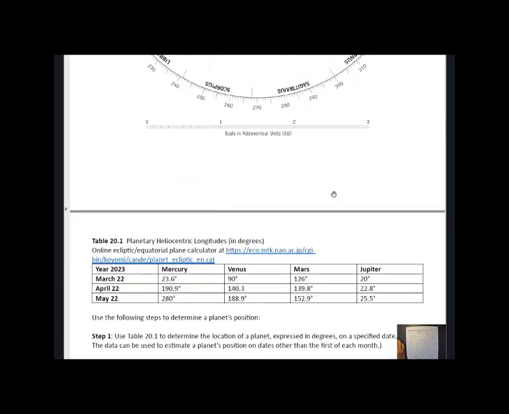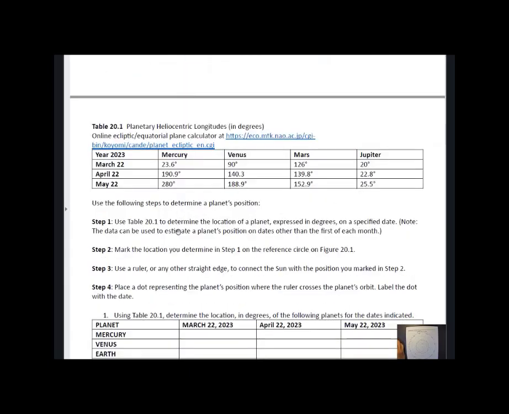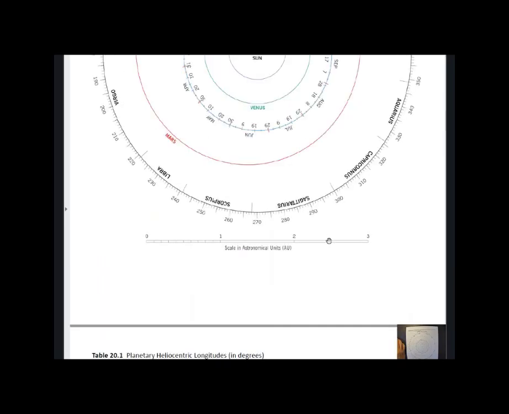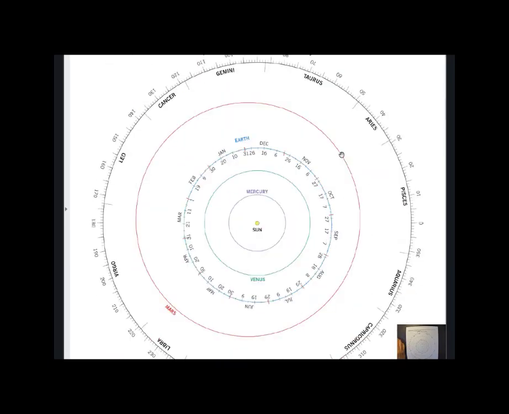The way you want to do it is follow these steps. We're going to determine the location of the planet on whatever date. Here we're going to look at March 22nd, April 22nd, May 22nd, and we're going to be looking at Mercury, Venus, Mars, and Jupiter. Even though Jupiter doesn't lie within the inner solar system, we can plot Jupiter kind of outside over here, but we still can figure out where Jupiter is and basically what constellation it's going to be.